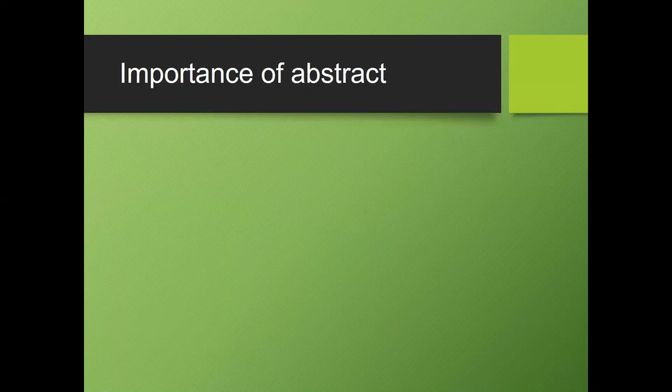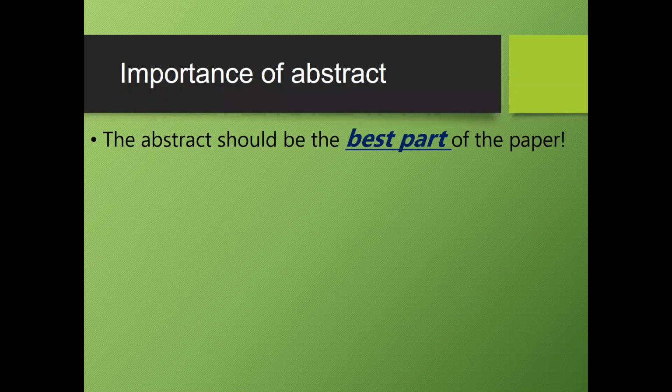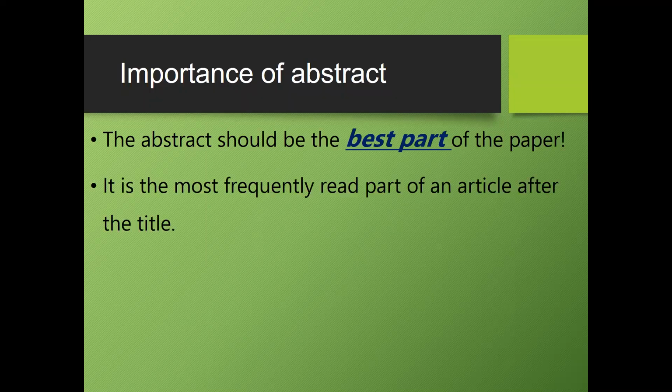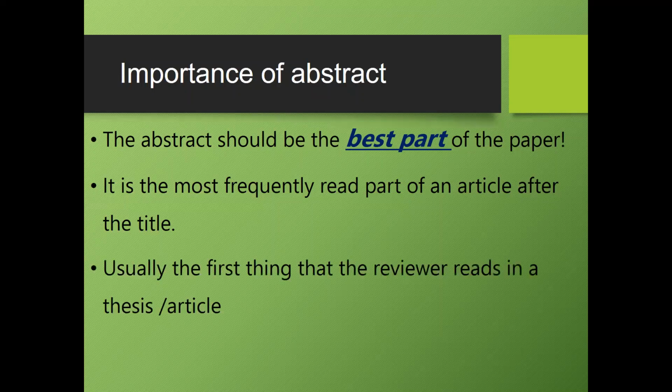Okay, the next thing is abstract, and abstract is absolutely important. Why? Because again, it should be the best part of the paper itself. It is the most frequently read part of an article after the title. Whenever you read a title, the next thing that you mostly read is the abstract. You don't start reading the methodology or the discussion section. You mostly read the abstract first. So it should be in a good form.